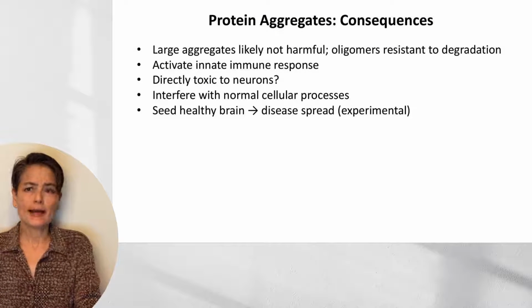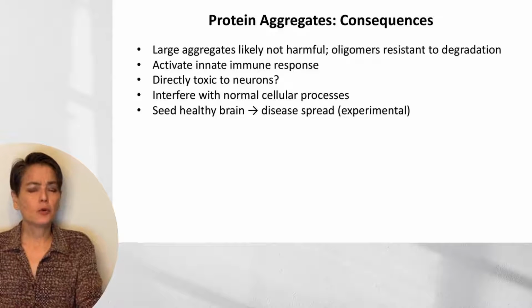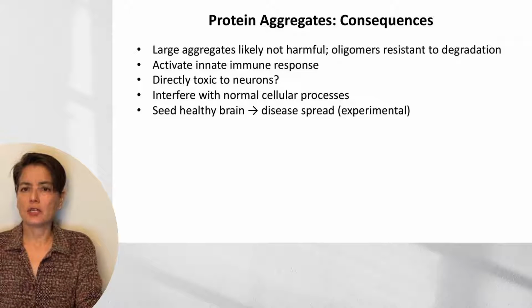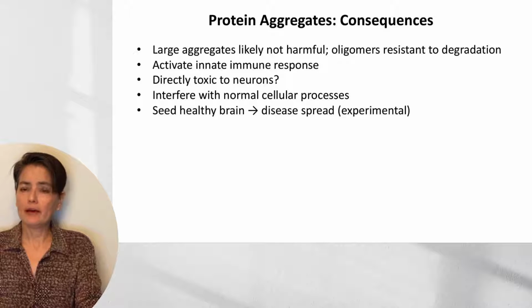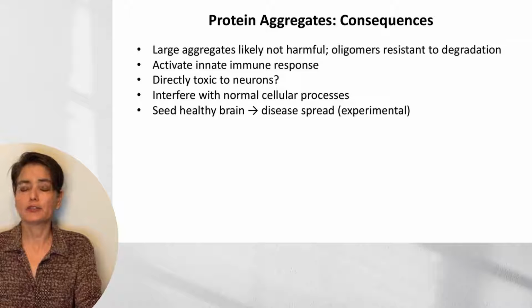So how do these protein aggregates cause disease? So it is thought that these large aggregates are likely not harmful. It's the smaller aggregates, these oligomers, that are particularly resistant to degradation and somehow cause damage, perhaps by activating the innate immune response, by direct toxicity to neurons, or by interfering with normal cellular processes. We have observed experimentally that we can get the seeding of healthy brain, so we can get interneuronal spread of these aggregates from one neuron to the next, leading to disease spread.